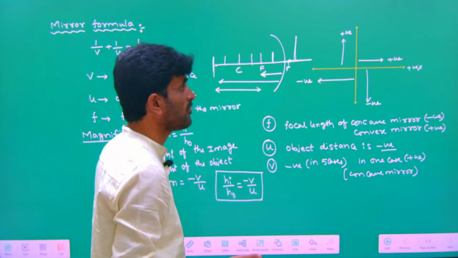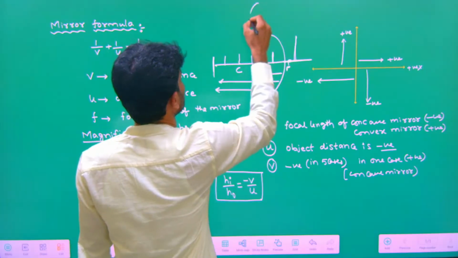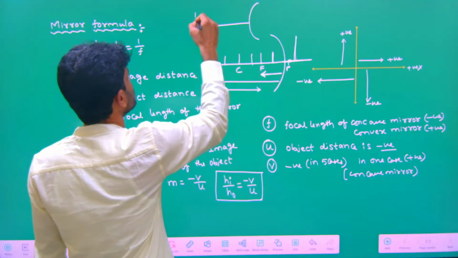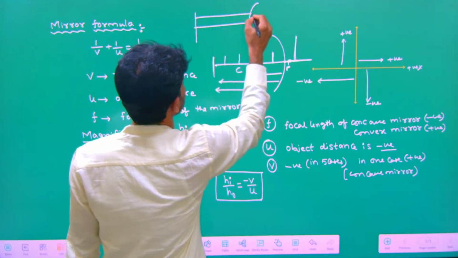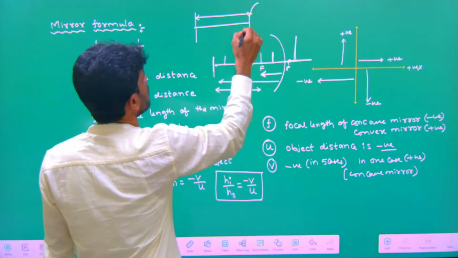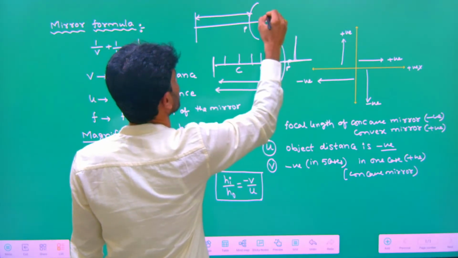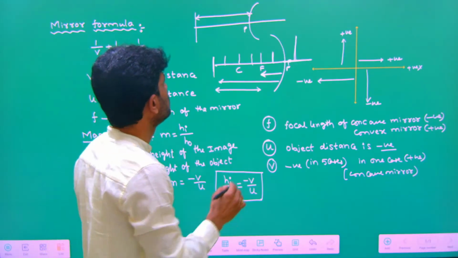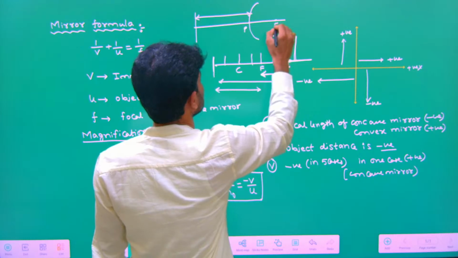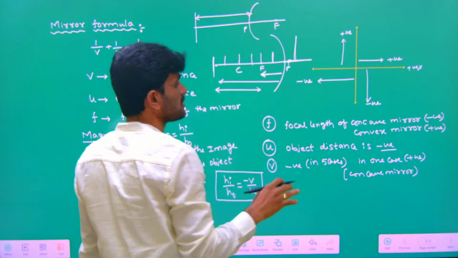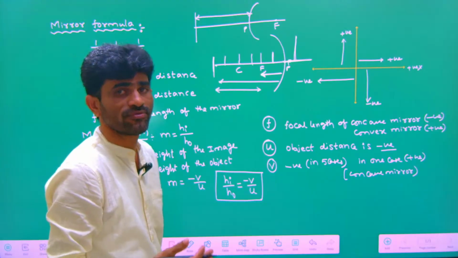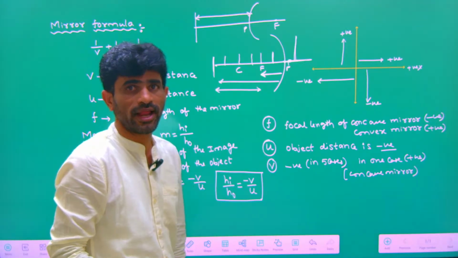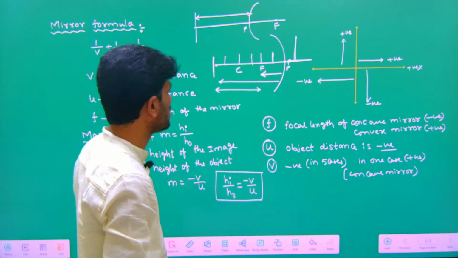In the case of convex, hope you remember this figure also. In the case of convex, there are only two cases. One is when the object is at infinity and the other is anywhere between infinity and pole. In both cases, it forms on the right side only. A virtual and direct image will form. So if it is a convex mirror, image distance will be positive and height of the image also positive, because it forms on the right side of the mirror and it is an erect, virtual and direct image.